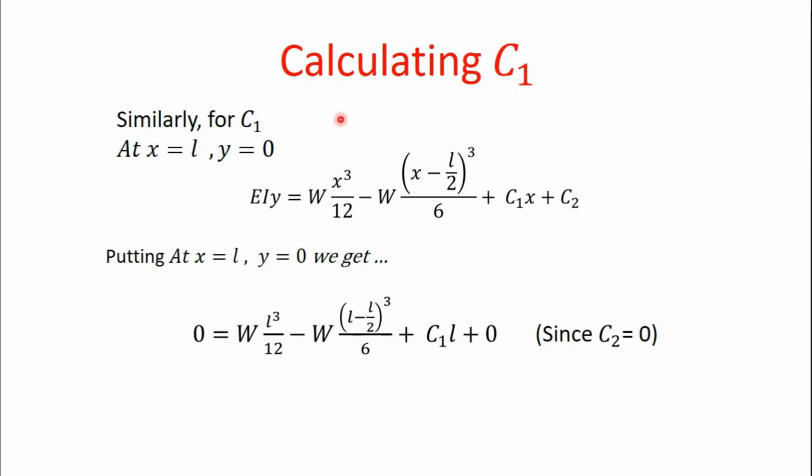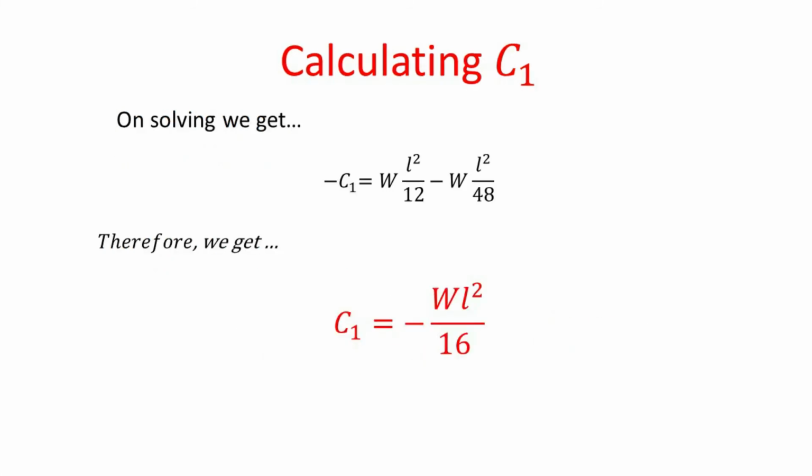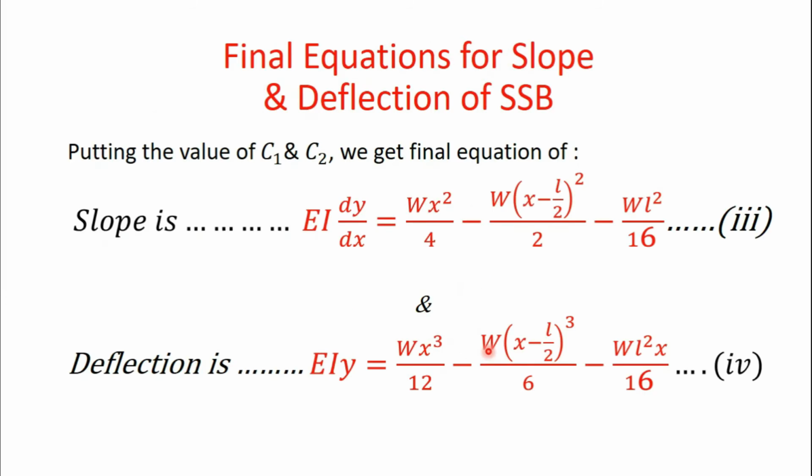Now calculating C1, similarly we put x equal to L, y equals 0, and putting C2 equals 0 since we have already calculated C2, on solving we get C1 equals minus WL square upon 16. So the final equations for slope and deflection of a simply supported beam will be obtained by putting the values of C1 and C2 in equations number 1 and 2.